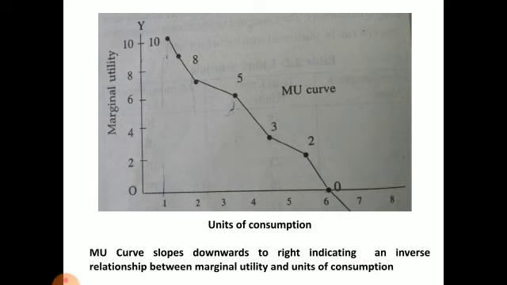If you look at the figure, you note that the point at which MU intersects the OX axis is the point of full satisfaction. Further downward slope of the curve indicates negative values. The entire area covered by the marginal utility curve represents the total utility of the commodity.